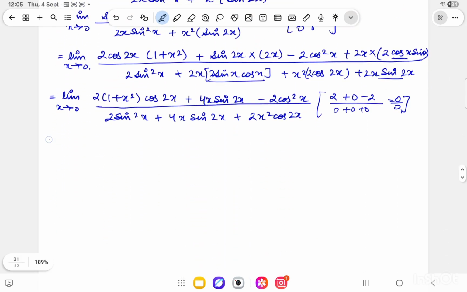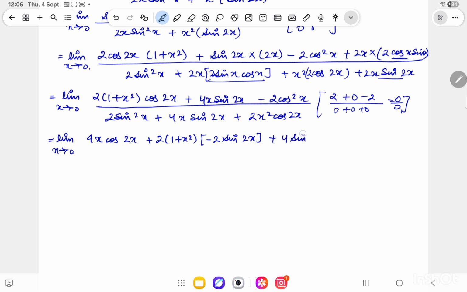So if I again use L'Hopital rule, I'll be getting limit x approaches 0, 2 into 2 to the 4x cos 2x plus 2 into 1 plus x square. Derivative of cos 2x is minus sin 2x and derivative of 2x is 2. So minus 2 sin 2x plus 4 sin 2x plus 4x. Derivative of sin 2x is cos 2x and derivative of 2x is 2.